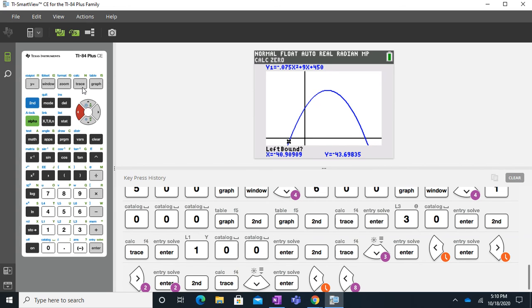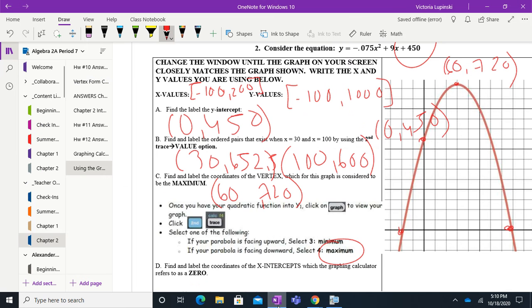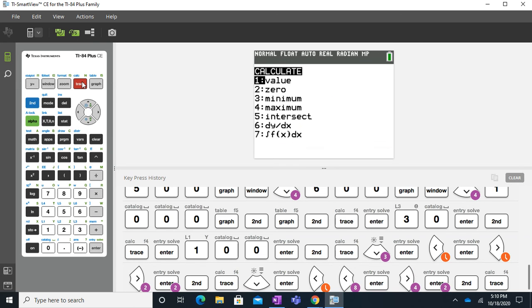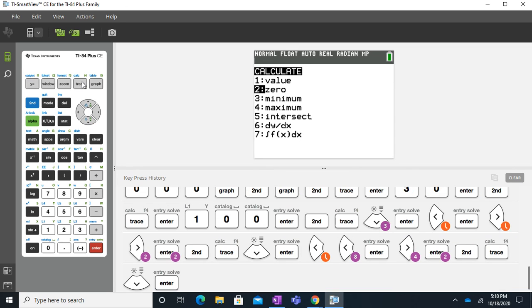When they say left bound, you have to be to the left of the answer, which in this case means you have to be underneath the x-intercept. Then when they say right bound, you have to be above the x-intercept. Hitting enter 2 more times will give you the answer of negative 37.979. So let's go ahead and call that negative 38, comma 0.